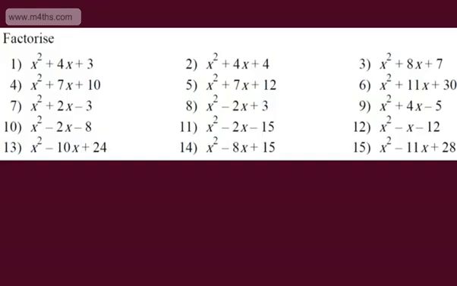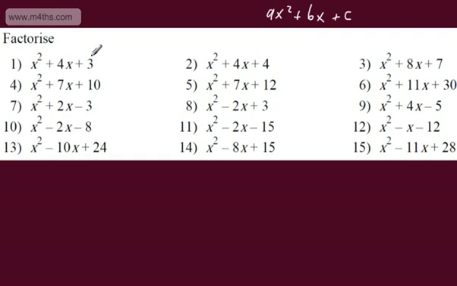Okay, let's start then. We're asked to factorise x squared plus 4x plus 3. This is in the correct form, ax squared plus bx plus c. In this particular case, the a is 1, the b is positive 4, and the c is positive 3. When we factorise quadratics in this form, we look for two numbers that multiply to give the c term and the same two numbers that add to give the b term.